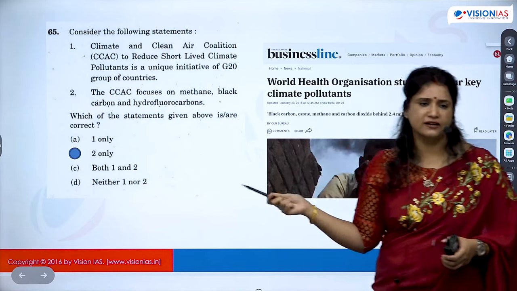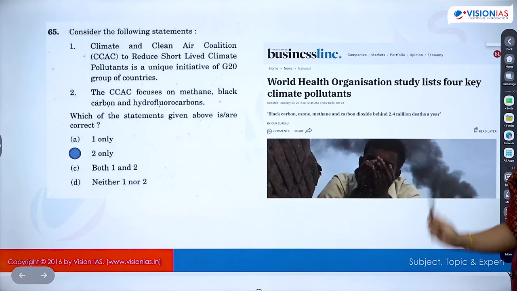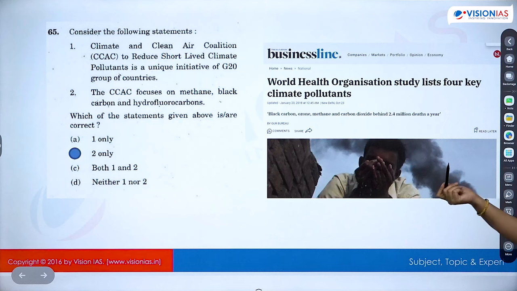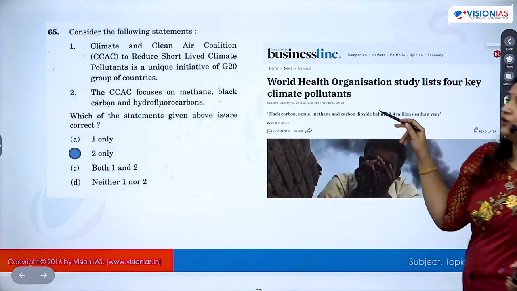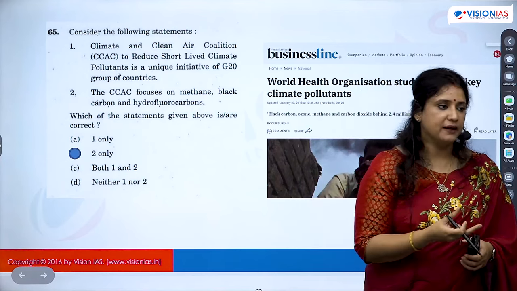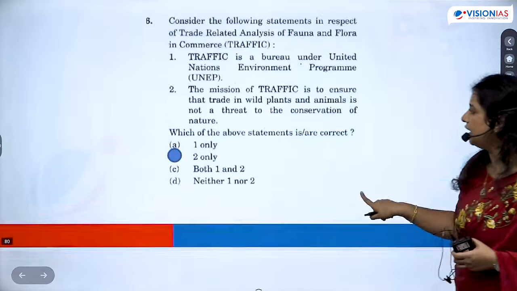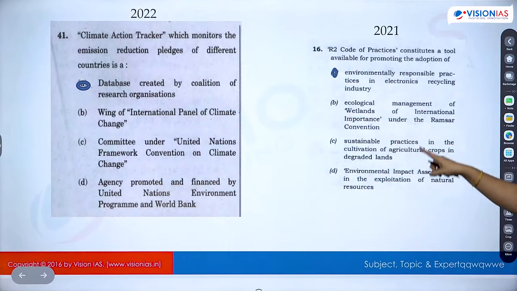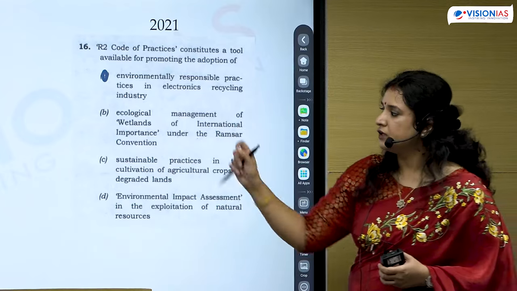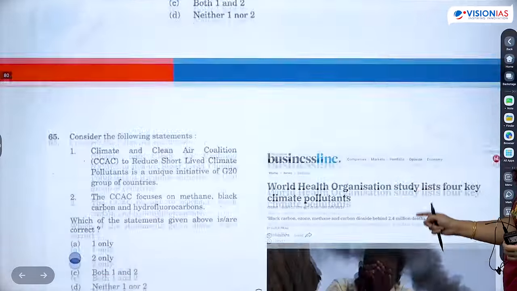Again, I told you, the Climate and Clean Air Coalition. Nobody knew this in the year it came, it's a 2018 question. The name of this was mentioned somewhere in an article like this: a World Health Organization study lists four key climate pollutants. So it is likely that someone reading this article will focus on the names of the pollutants, but not on this particular body mentioned in it. That's why I'm telling you, any small names that come up, just note them down. But the point to note is that the questions asked on them are very broad. For example, on R2, the question was very broad: Ramsar, agricultural crops, e-waste. If only you knew it was related to e-waste, you could have answered. The questions are very broad. Options are broad.